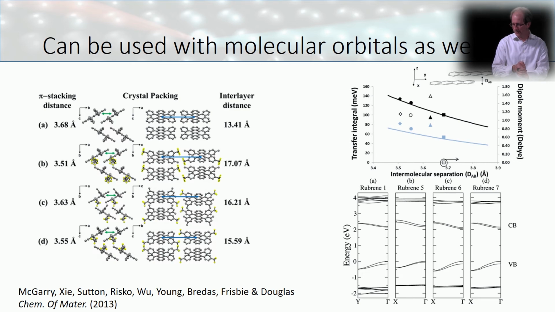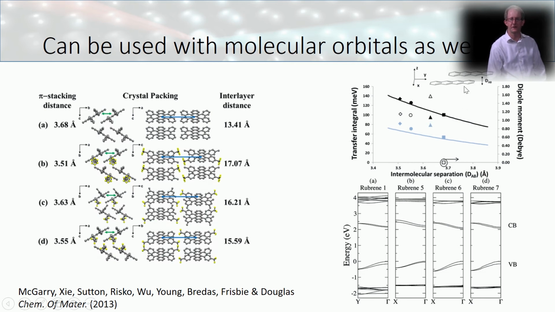But this was a paper on rubrene, so molecules that have the sort of basic structure shown on the left that have individual chemical substitutions. And those chemical substitutions change the energy level of the different orbitals, right? So we have some electron withdrawing groups and some electron adding groups. And the details here aren't that important. But we can use those molecular orbitals, calculate a hopping integral or transfer integral for each of those systems.